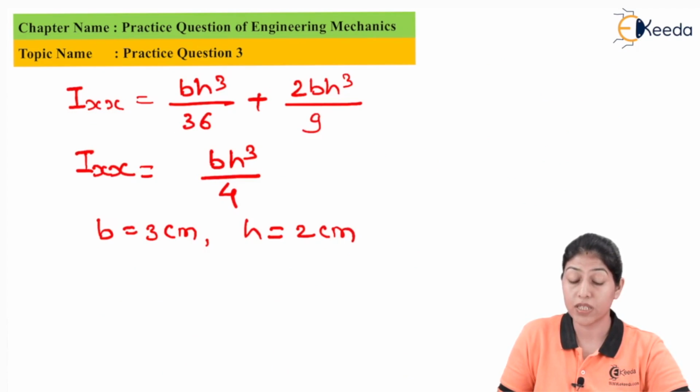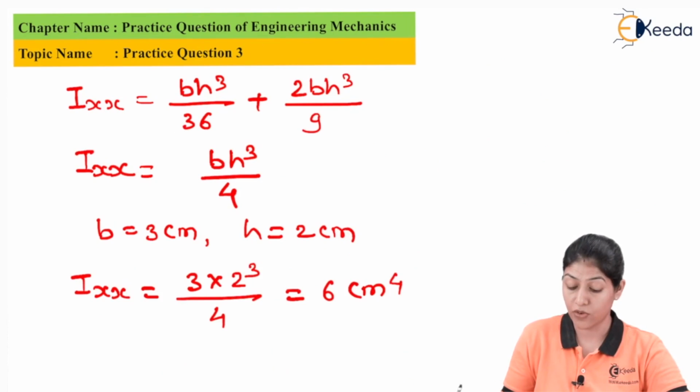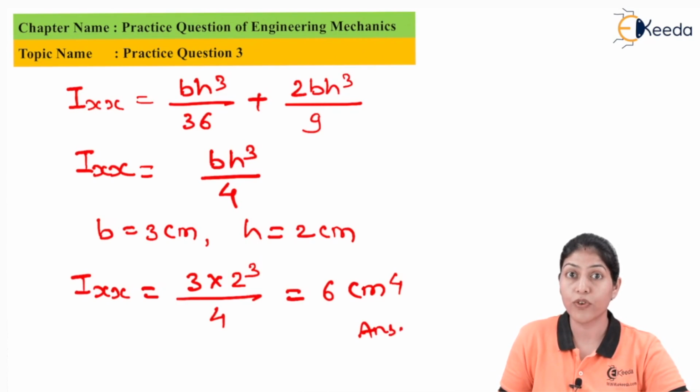So we will put these values in this term. The Ixx value will be 3 into 2 to the power 3 divided by 4. So it will be 6 centimeter to the power 4. And this will be our answer for moment of inertia about x-axis with the help of parallel axis theorem.